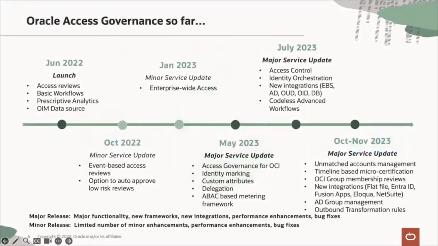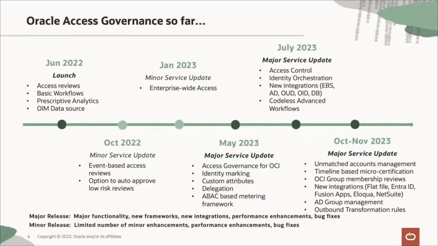Oracle Access Governance, as I said earlier, was initially released in mid-2022, where we added some capabilities. But since then, we've had several updates. We've been working very closely with several customers, helping them uptake this service, and their feedback has been absorbed. That's where you see bug fixes, minor releases which include enhancements, and major releases where we add new capabilities and new frameworks. So this is an ongoing activity.